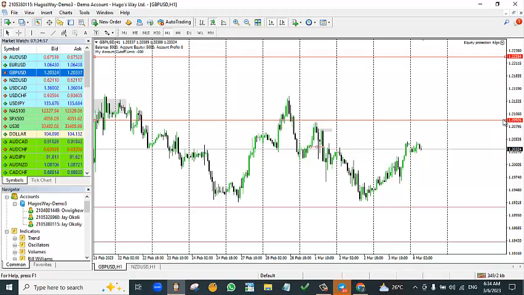And of course, you can see this liquidity pool right there. So I expect price to take it all out. And even this one, because of this level I talked about.